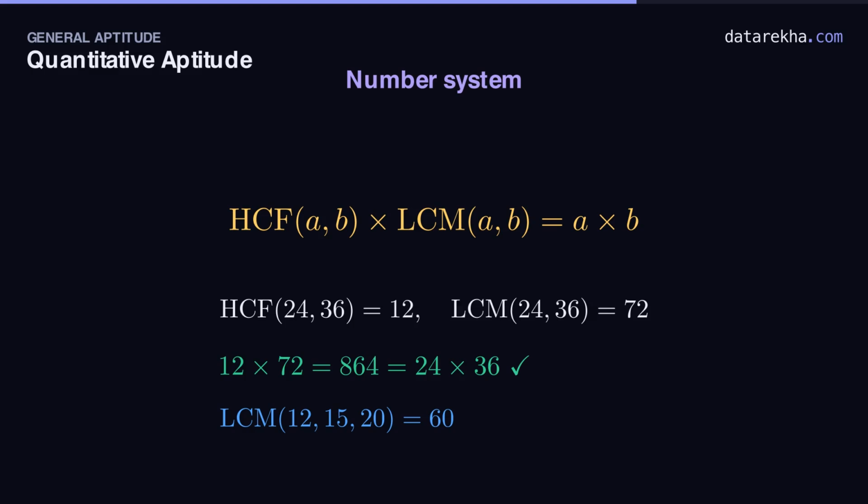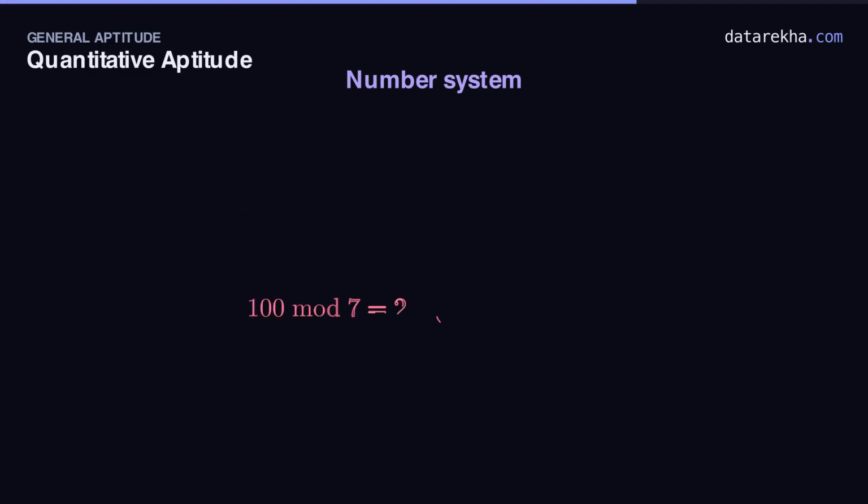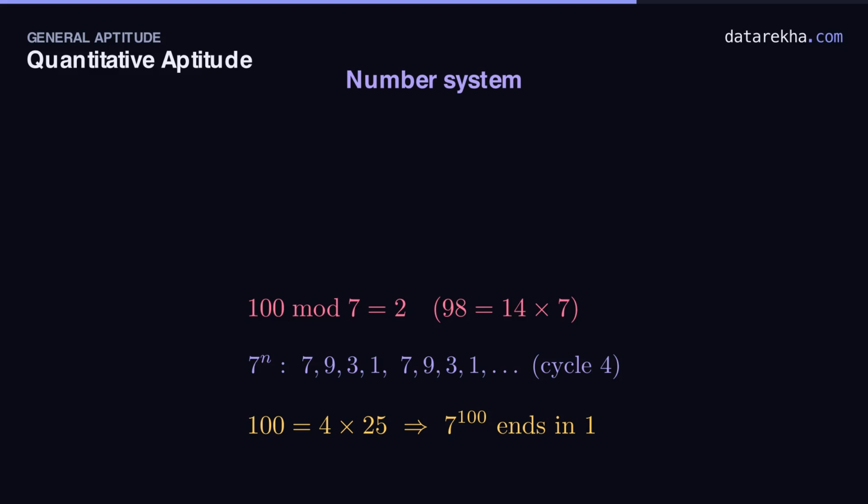And LCM answers when-things-coincide questions. The smallest number divisible by 12, 15 and 20 is their lowest common multiple, 60, when three bells at those intervals next ring together. Remainders and last digits round it off. 100 divided by 7 leaves 2, since 98 is 14 sevens. And unit digits run in cycles. Powers of 7 end in 7, 9, 3, 1, every 4. 100 is a multiple of 4, so 7 to the 100th ends in 1.